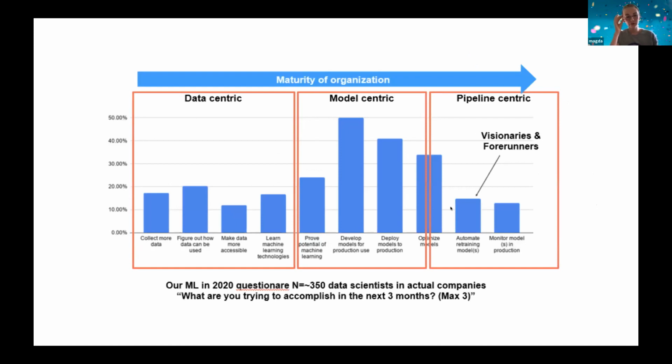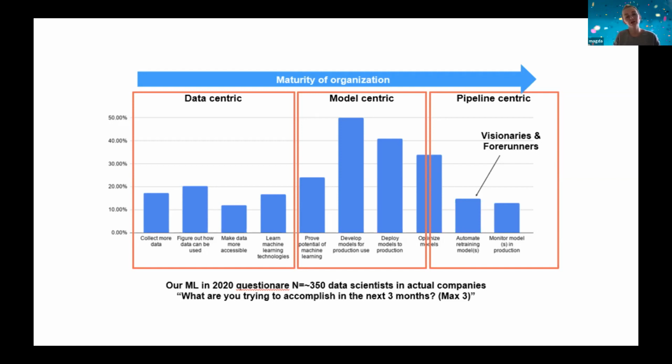This model is based on a questionnaire from 2020, where we asked about 350 data scientists what they're trying to accomplish during the next 3 months. And we can see how the distribution is like a wave going towards the pipeline-centric step. At the beginning, at the data-centric step, teams are looking to collect more data, figure out how data can be used, and also learn about machine learning in general.